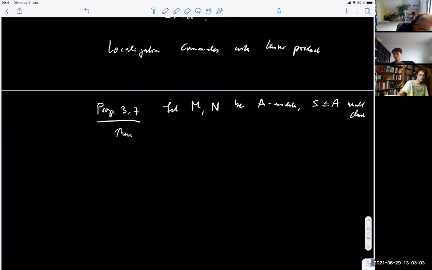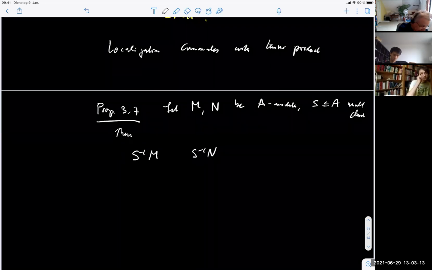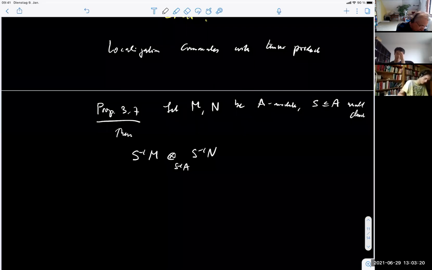okay. So on the one hand, I do this and this. Localization of modules. These are modules over the localized ring, so I can form the tensor product. This is a module over S to the minus 1A. On the other hand, I can first take the tensor product. So I have an A module, and then I localize it. Let's put parentheses. I have to write it this way.